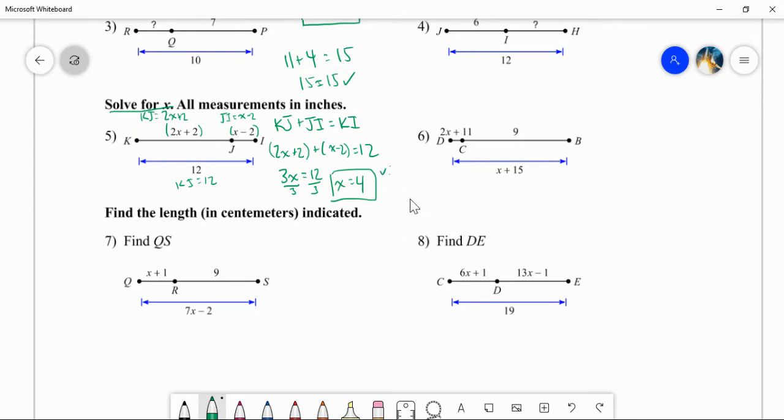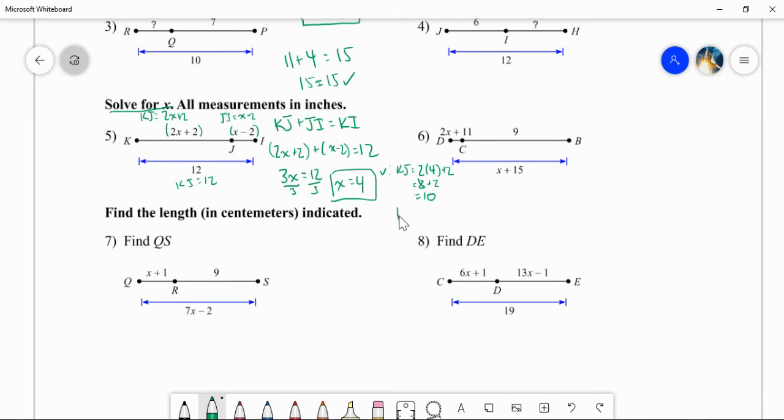Okay, so when I'm checking my work, I like to put a check in parentheses. I'm going to plug it in for each individual one before I plug it into the main one. So I know KJ is equal to 2 times 4 plus 2, which is 8 plus 2, which is 10. Now, if KJ is 10, you should be able to figure out that if KI is 12, then JI needs to be 2 when I solve it out.